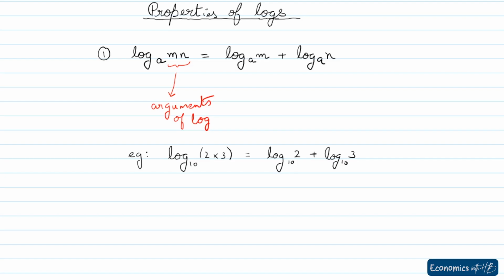Now let's check from the log tables. Log values in the table are by default to the base 10. Okay, so log 2 is 0.3010 from the tables and log 3 is 0.4771. If we add these two, it means log 2 plus log 3, we get 0.7781. If you check for log 6, because this 2 into 3 is equal to 6, you get the same value, 0.7782, roughly the same. So memorize this property as it will be used a lot when we'll solve our questions.